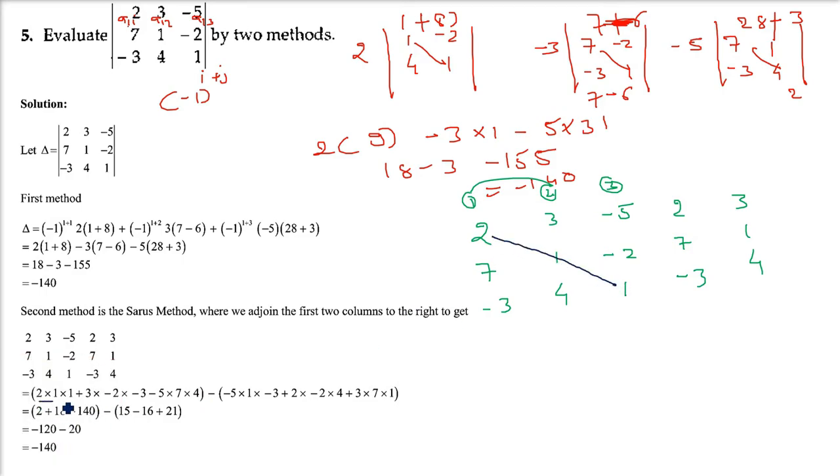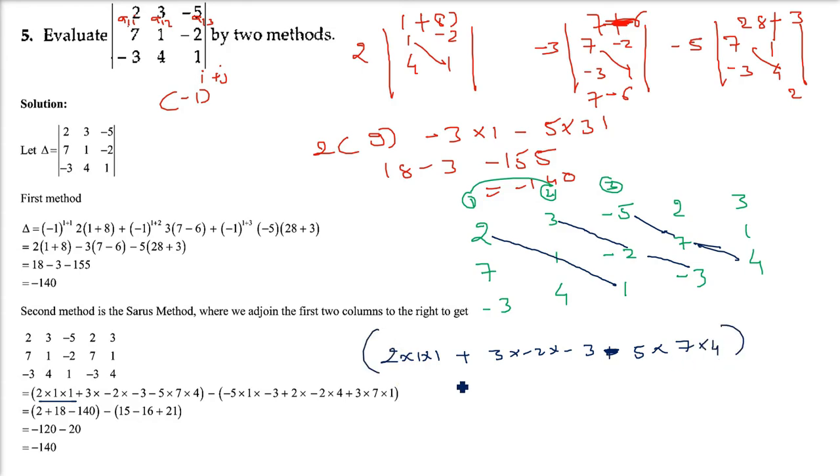This one, first one, plus 1 into 1, then plus, again the next line parallel to it, 3 into minus 2 into minus 3, plus minus 5 into 7 into 4. I'm just making it minus because already minus is there, minus 5 into 7 into 4, but you have to do plus 7 into 4 into minus 5, right?